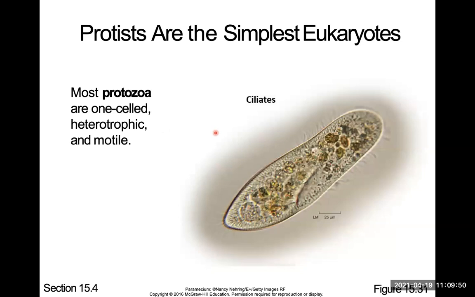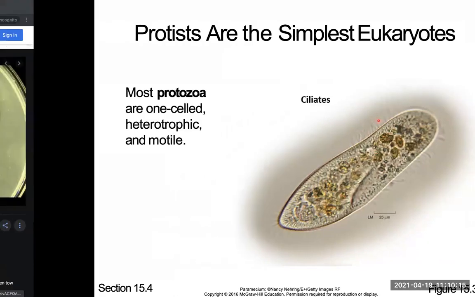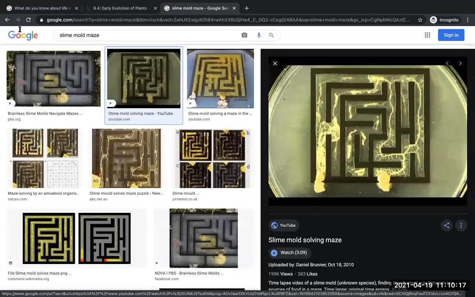So here, the first group I want you to know for protozoa is ciliates. Ciliates refers to these hair-like structures. This is cilia. It helps them kind of attach to the surface and also kind of move a little bit. So ciliates is the first group. It's one-celled, heterotrophic, and motile. Because it has cilia, it can move. Motile means moving. Let me show you the difference between cilia and flagella.